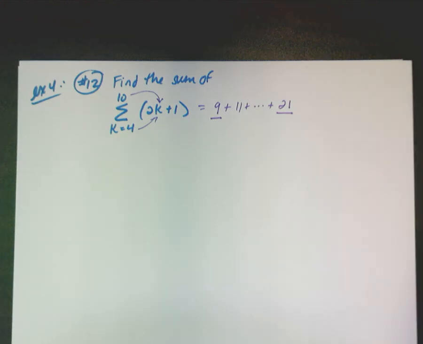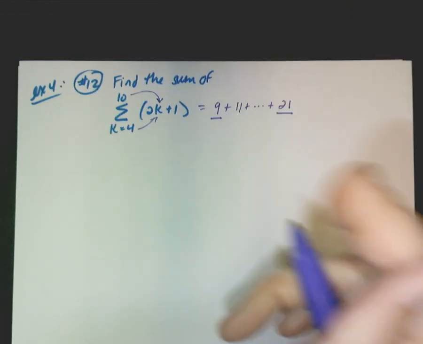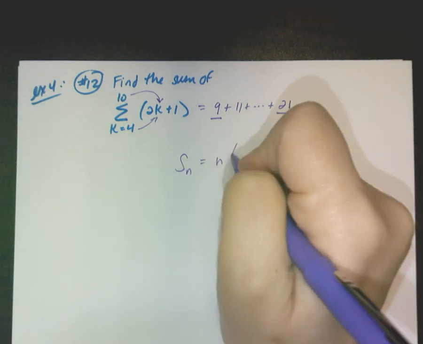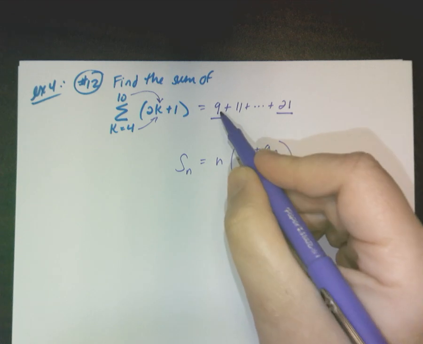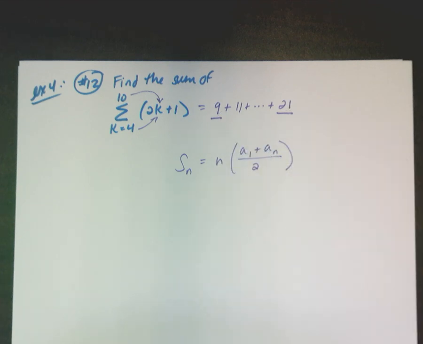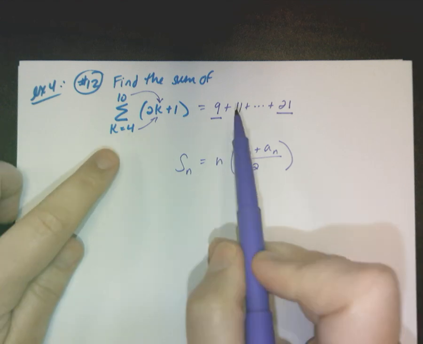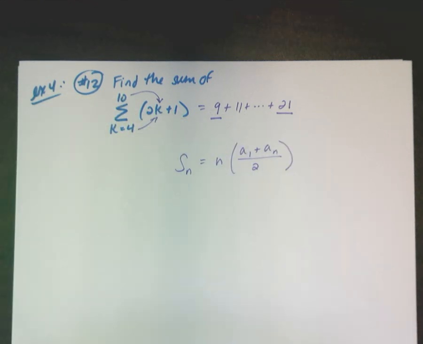Now, here's the question. Again, it's up to you, whichever formula you want to use. This is the one I like to use the most: S sub n equals n times a1 plus an over 2. Okay, a1, we got it. An, the last number, we got it. What's our n? What's n going to be? Oh, n is 10? No, no, no. n is the number of things. We're going from plugging in a 4 to plugging in 10. So how many of those numbers is there?